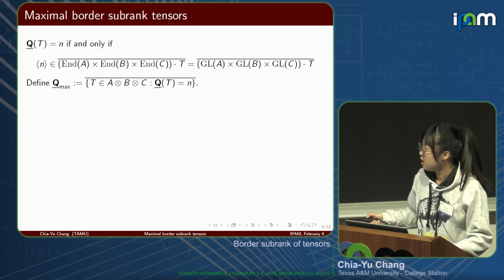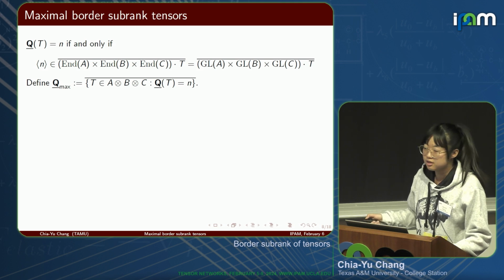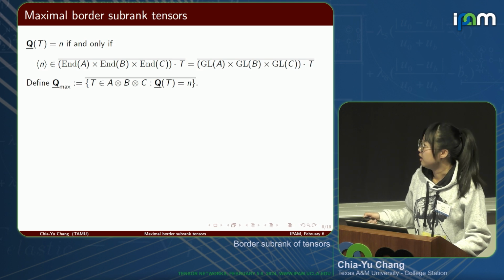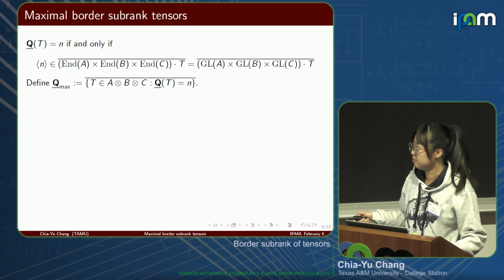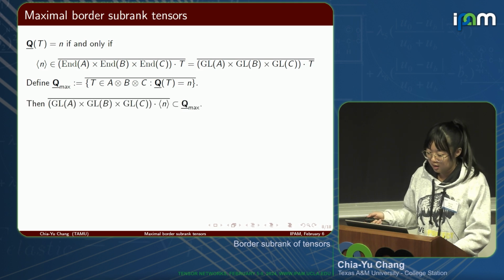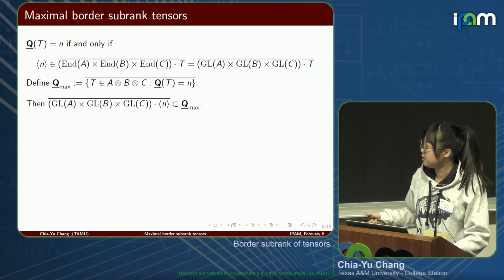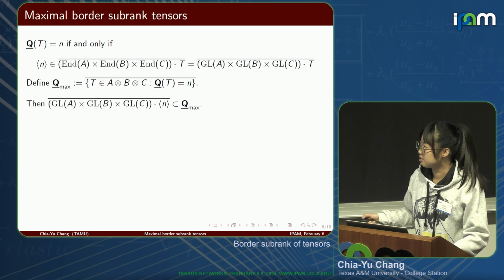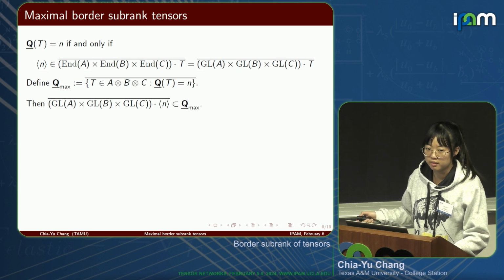Now let's define Q underbar max to be the closure of the set of all tensors that have maximal border subrank. Since the orbit of the maximal size unit tensor consists of all maximal subrank tensors, those tensors also have maximal border subrank, and so its closure also lies in Q underbar max.